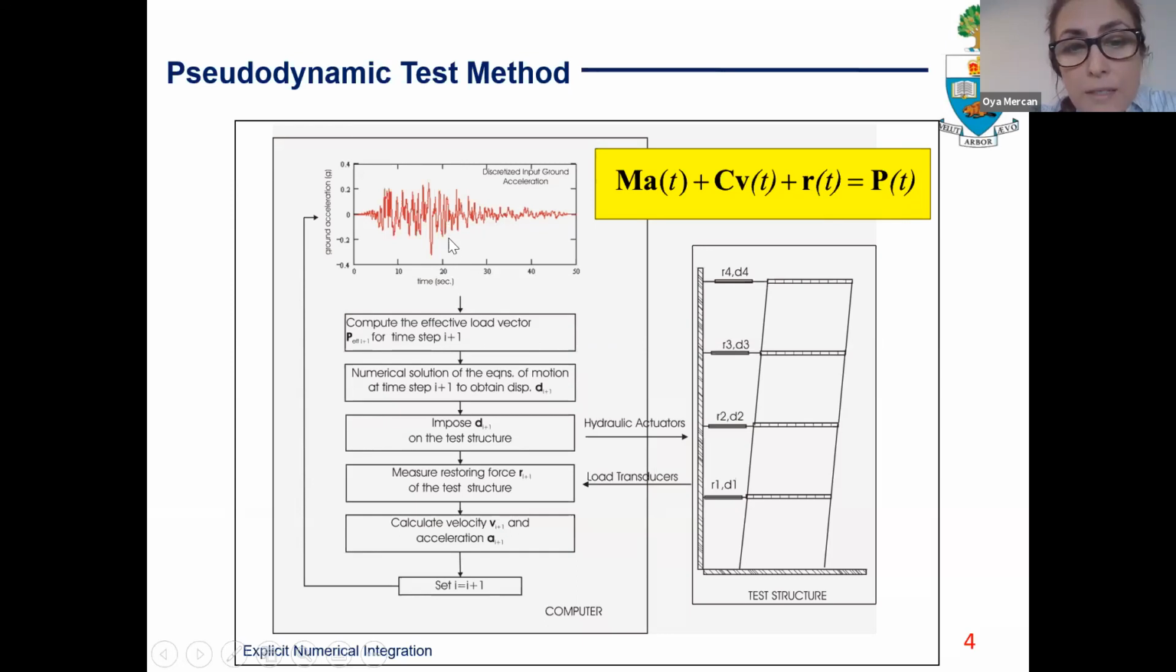So during the test, a direct step-by-step integration algorithm is used to solve the equation of motion to obtain the displacements, which are imposed on the test structure by hydraulic actuators. The load that is developed is measured by some sensors and fed back to the integration algorithm for the computation of next step displacements. So any uncertainty or complexity that is relevant to the restoring force vector is captured in the experiment. So this gives us a reliable testing method.